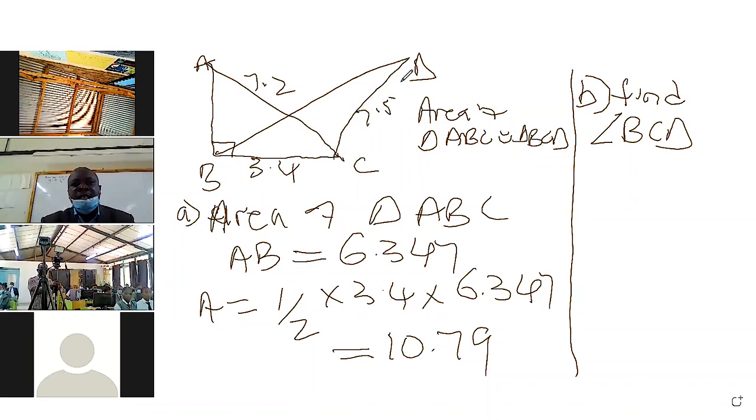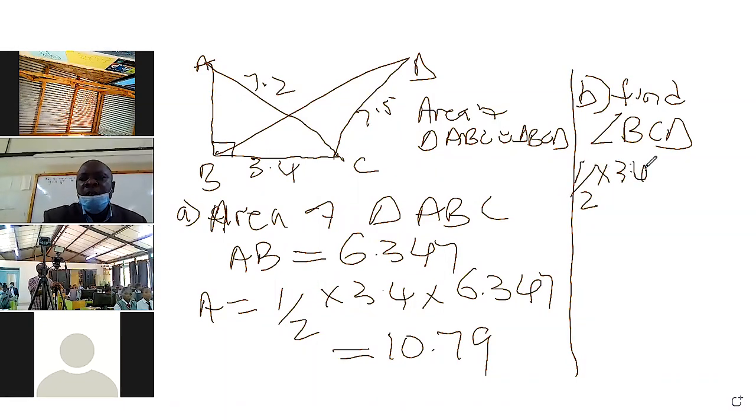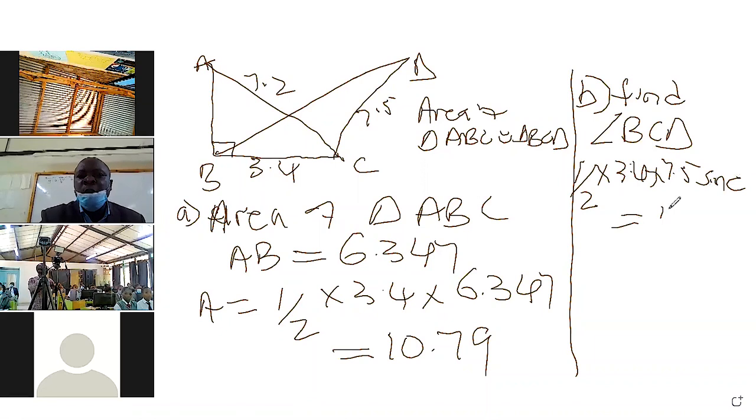That one was given as 7.5. So I work out and say that that is the angle ABCD. Since the areas are the same, then I work out here as a half times 3.4 times 7.5 sine of angle C, which is going to be equal to 10.79, because the areas are the same. So I'm using 10.79 in the next one.